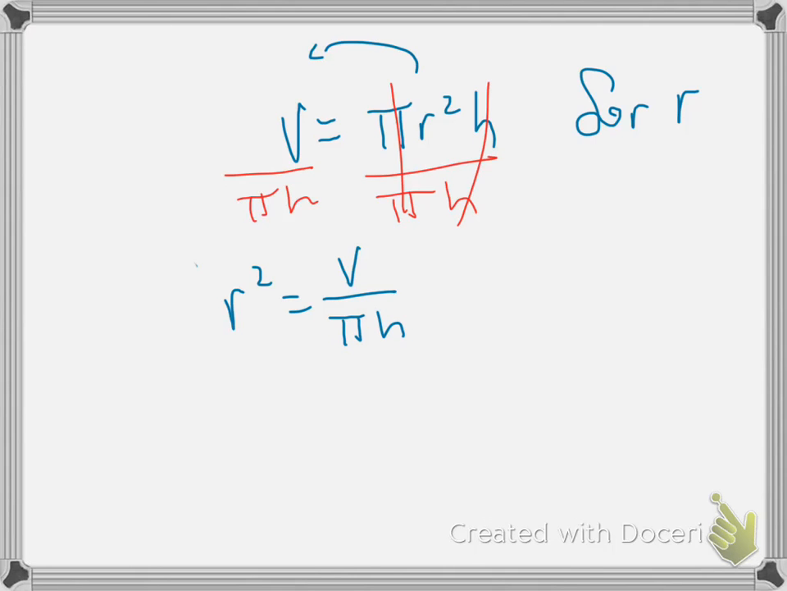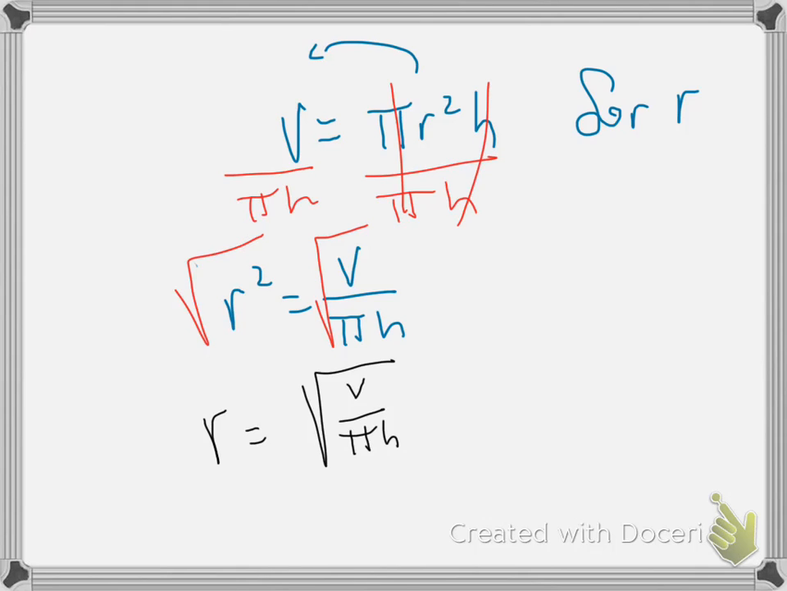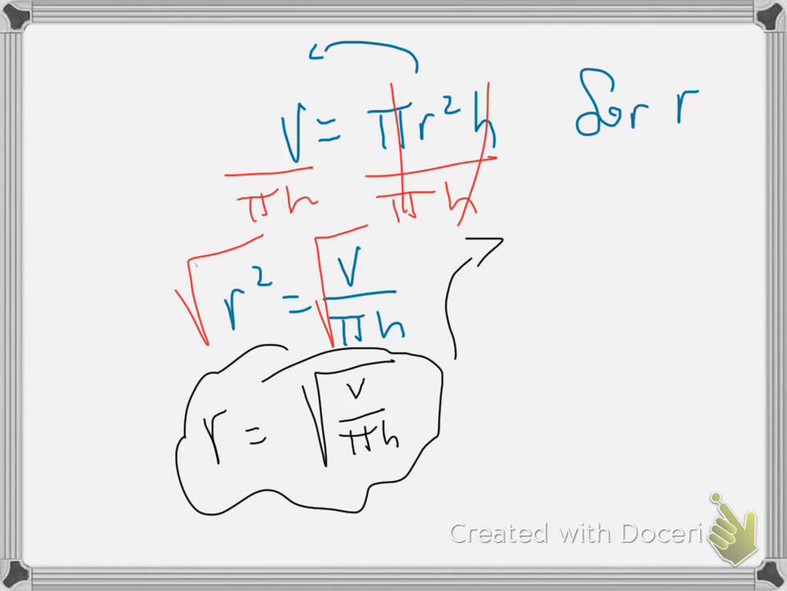Now, we talked about it earlier. You have a square, so to undo it, you have to do the square root to both sides. And when you do this, this will give me r. And this will be the square root of v over pi h. Now, sometimes they'll have this as an answer. But you can simplify this, and I am going to simplify it.